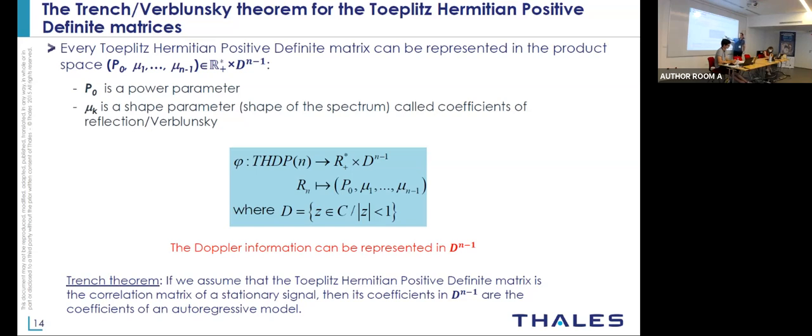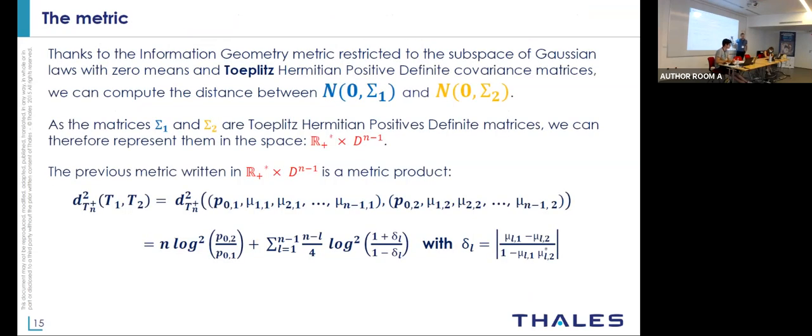We prefer to work in the space on the right because we can transpose the metric on Toeplitz matrices to this product space. We are lucky because the metric on this product space is a product metric, and in the complex unit disk we recognize the Poincaré metric, which is well known. It is better for us to work in this product manifold, because for computational reasons, it is better to do several computations in a low dimensional space than one computation in a high dimensional space.